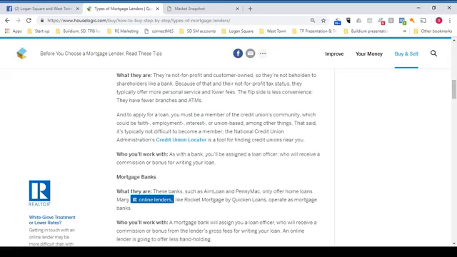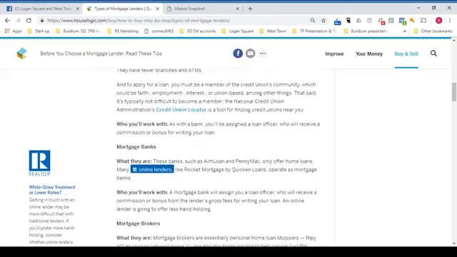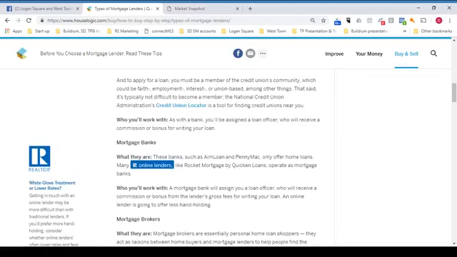To apply for a loan, you must be a member of the credit union's community, which could be faith, employment, interest, or union based, among other things. That said, it's typically not difficult to become a member. The National Credit Union Administration's Credit Union Locator is a tool for finding credit unions, and if you go to the full report, you can click that link.